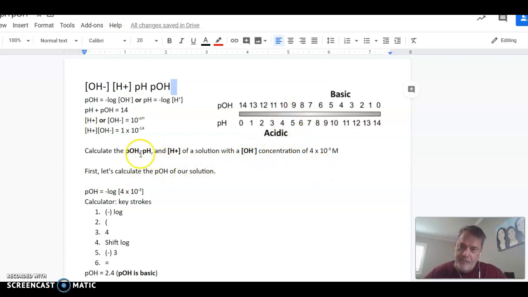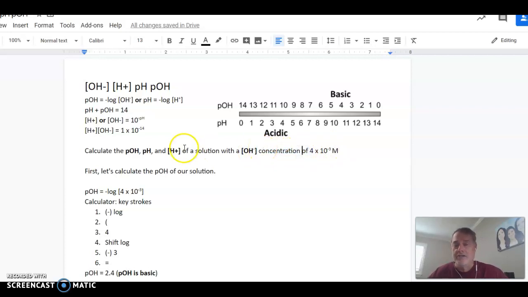Okay, so here's our question. We're going to calculate the H's and the OH's. All right, so that's it. So we're calculating the pOH, the pH, the H, and the OH. It tells us what the OH already is. Okay, so it tells us we have this many. Concentration tells us how strong our solution is, how much of this stuff is in there, and we have 4 times 10 to the negative 3 molarity. So this is how many OHs we have.